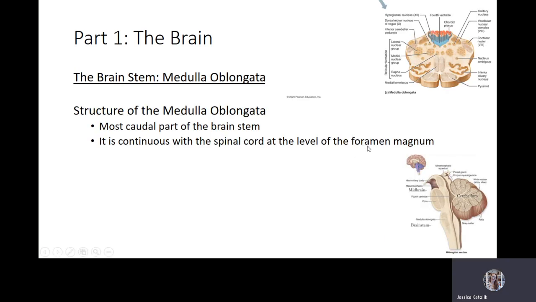So over here we have the medulla oblongata. Here we see it on this diagram, and over here we can see the medulla oblongata as a cross-section. It is going to be continuous with the spinal cord, and it's going to be the most caudal. And a general location where it could be found is at the same level of the foramen magnum. The foramen magnum is the largest hole of our skull, and the medulla oblongata will be located there.